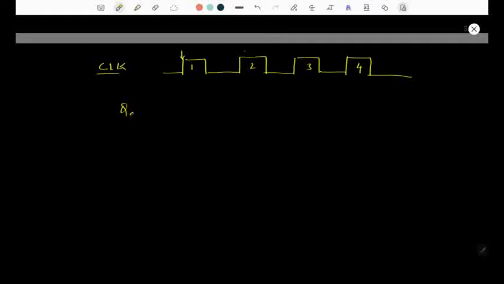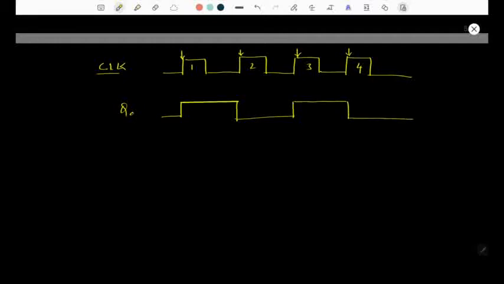These are the positive edges of the clock pulses, so at these positions we will see. Let's consider Q0 is low, that is, reset. When it gets the first clock pulse, it will get set. At the next positive edge it will again get reset. Then at the third clock pulse, at the positive edge, it will be set. Like this, the output of Q naught will look like this.